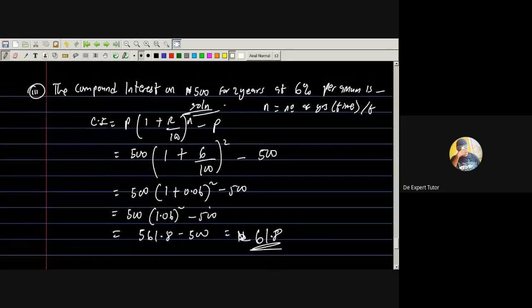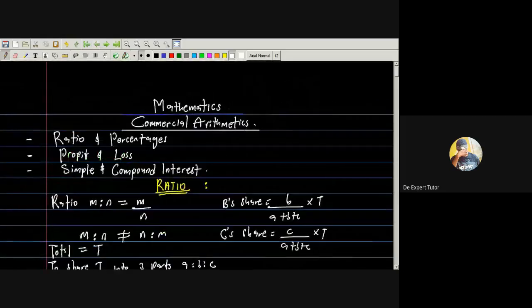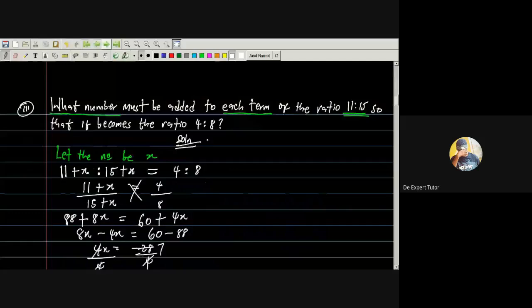Endeavor to also revise by yourself so that you will get the full concept. From the beginning of this class, we started with ratio and percentages, we have done that. Profit and loss, we have done that. This one we have done it. That's how we started, and we ended it this way.